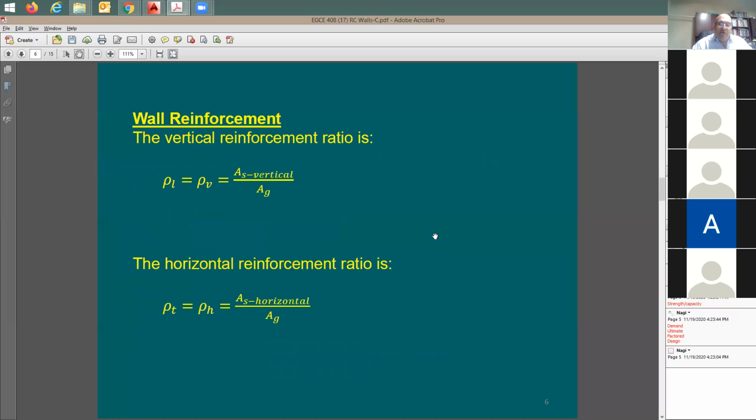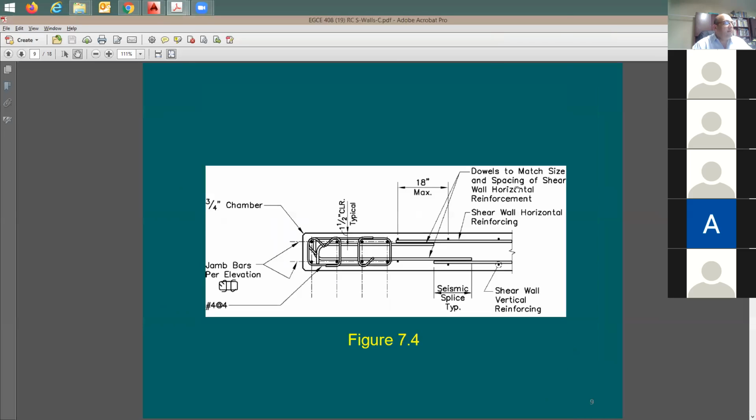Now for the reinforcement ratio, we have certain terms here that I need to define for you. What is this vertical reinforcement ratio? Let's look here at our shear wall that we're talking about. In this one, that was one example. And here's the shear wall section. So this is a section looking down, like a plan view.